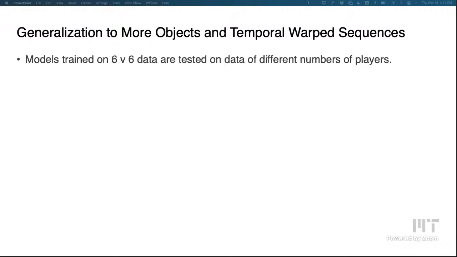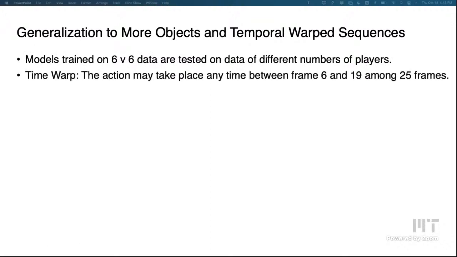In addition to high accuracy and data efficiency, a key feature of TOQNS is the generalization to different number of entities and against temporal warpings. We train all models on standard 6 versus 6 game where the actions are centered at the middle frame. Then we test all models on the 3 versus 3 games and 11 versus 11 game. And we also test the models on the time warped sequence where the action may take place at any time during the video instead of the middle frame.